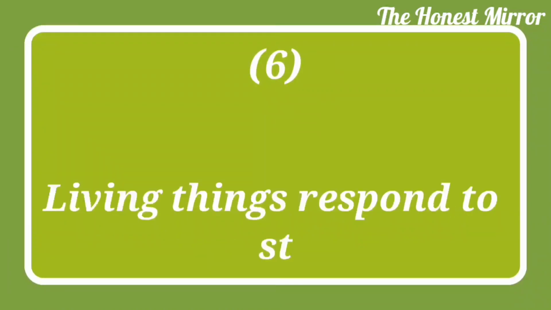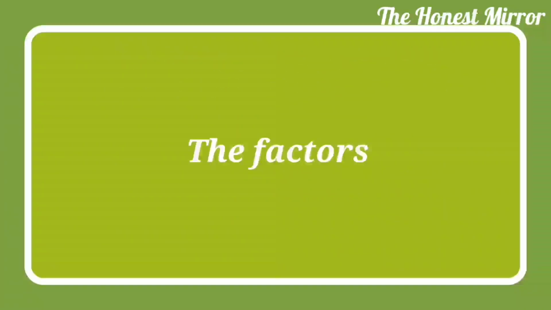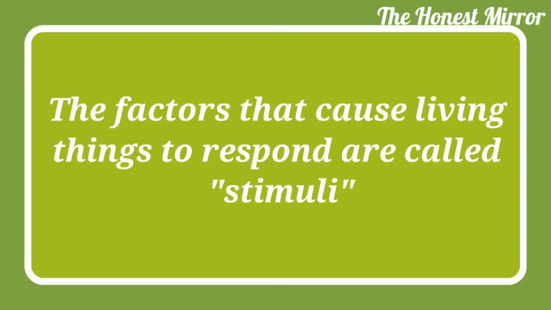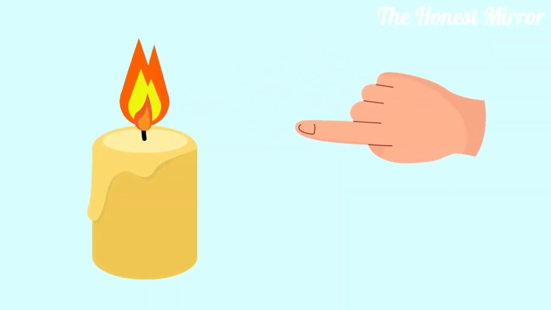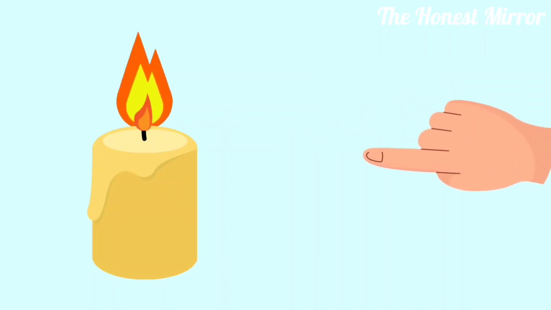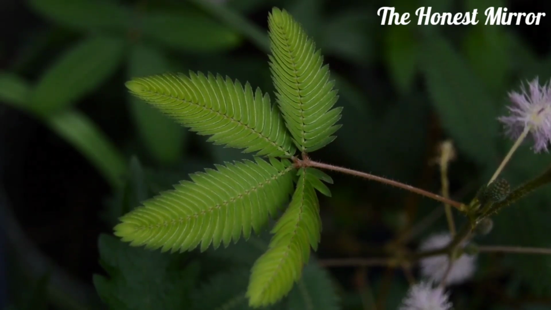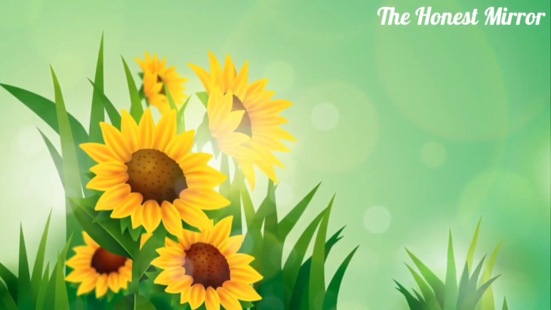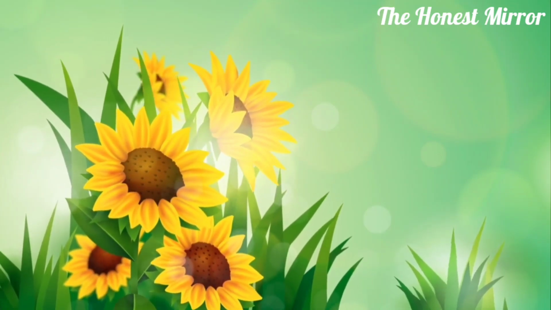Living things respond to stimuli. All living things feel. The factors that cause living things to respond are called stimuli. When a person touches a hot surface, they quickly pull their hand away. The leaves of the touch-me-not plant close when touched. Sunflowers can feel the direction of sunlight and slowly turn their heads to face the sun.